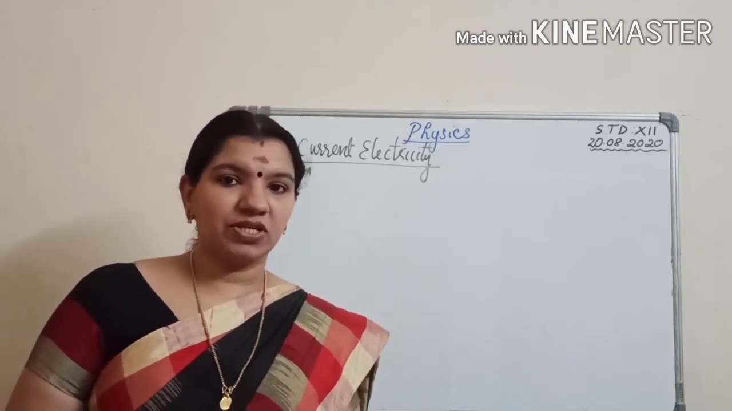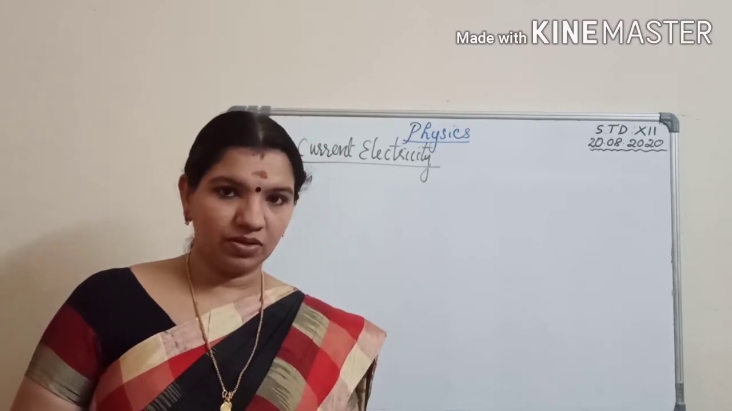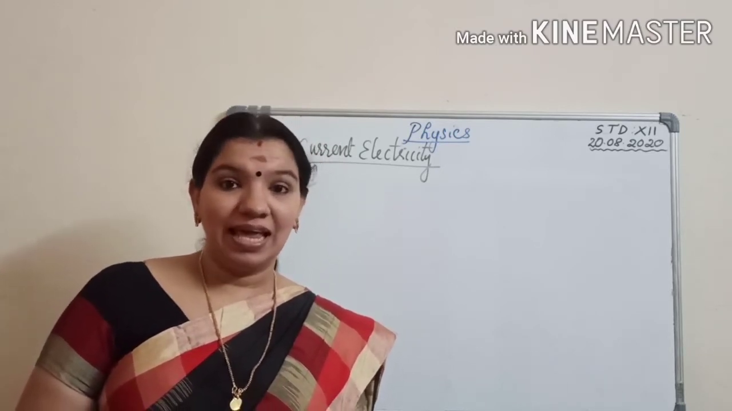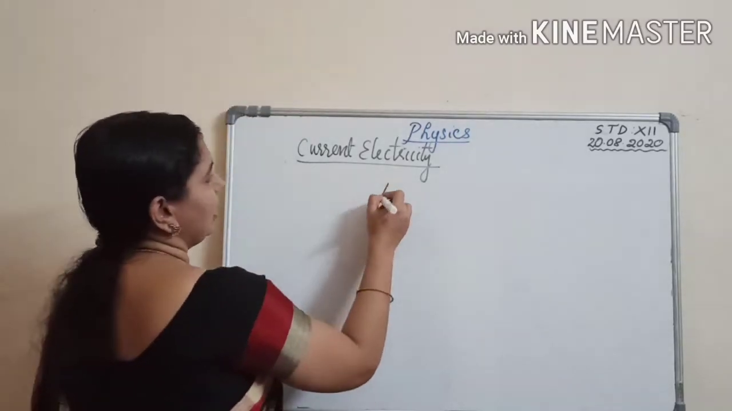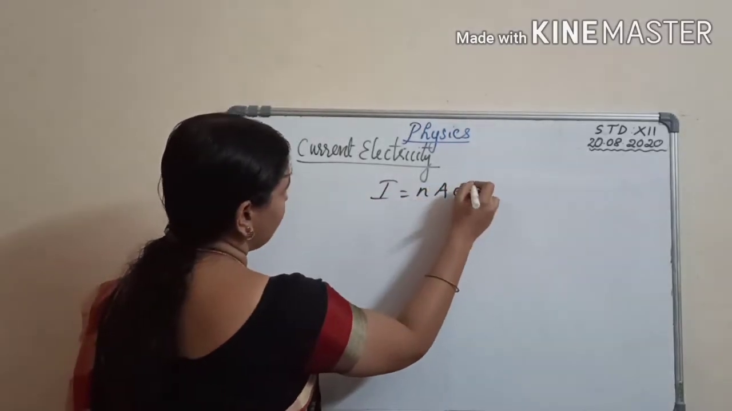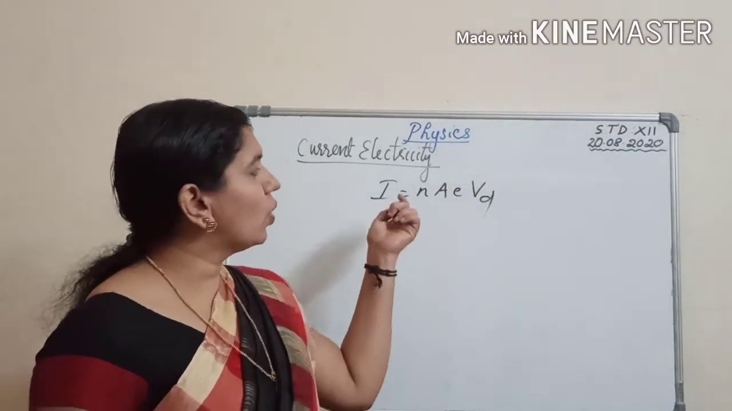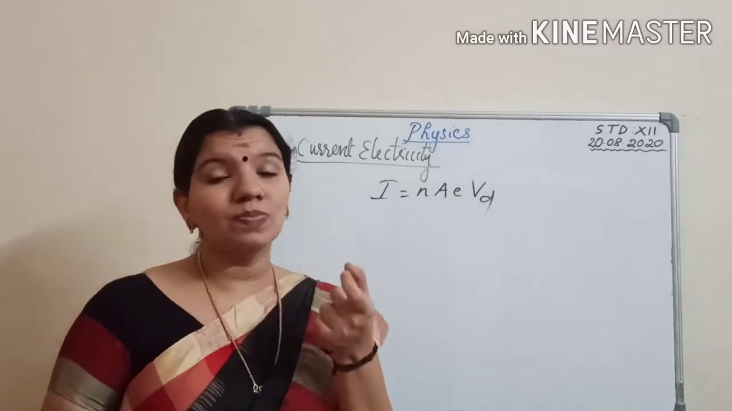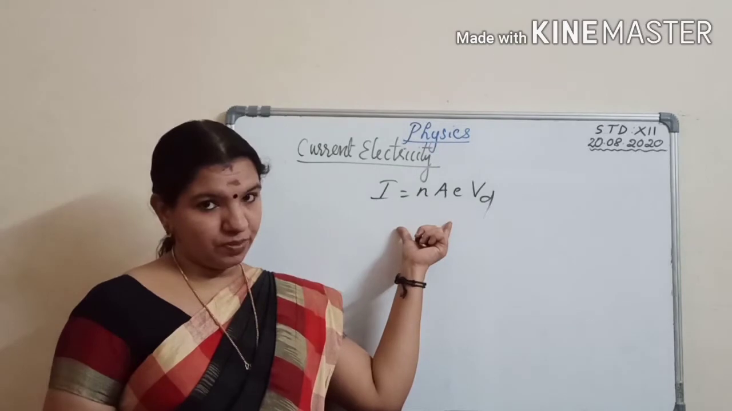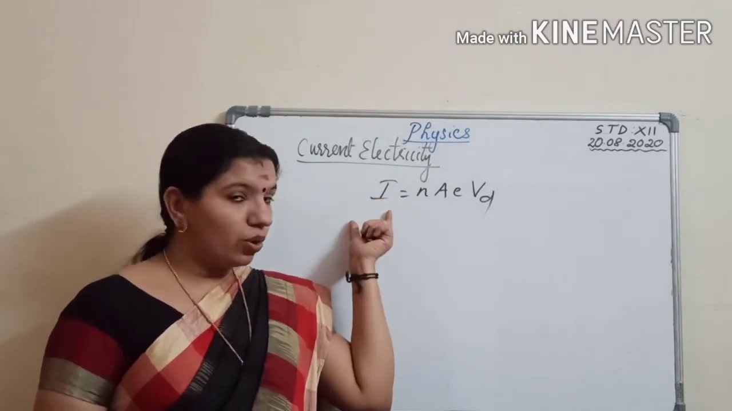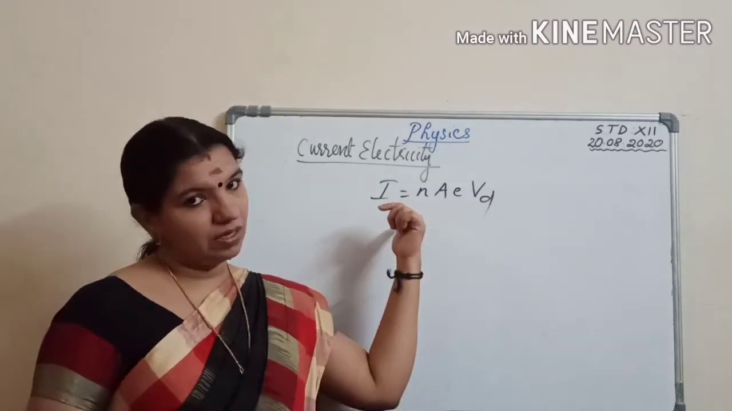As you know, the expression is I equal to NAEVD. Do you remember? I equal to NAEVD. Okay, so we will start with that expression. Now what we are going to do now is, we are going to deduce the Ohm's law from this expression. Understand? We are going to deduce the expression for Ohm's law from this equation.